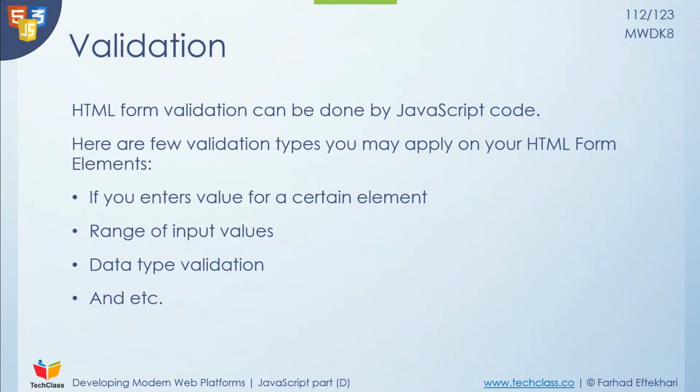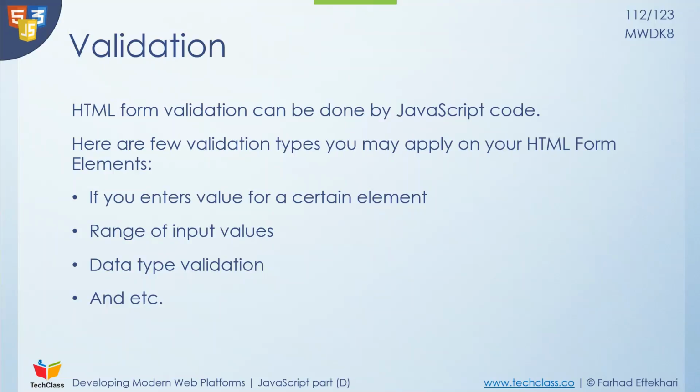Now let's talk a little bit about validation. HTML form validation can be done by JavaScript code. Here are a few validation types you may apply on your HTML form elements. For instance, you have a form, and here are different kinds of validations. For instance, a range of input values: you have an age field, and users have to enter their age. Nobody on this planet is like 300 years old, so you have to come up with some sort of a range for that.